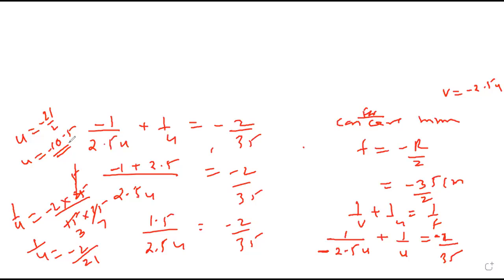Yes, sir. Let us read now the 12th one. A man running at speed 5 is viewed in the side view mirror of radius of curvature 2 of a stationary car. Calculate the speed of the image when the man is at a distance of 9 meter from the mirror.